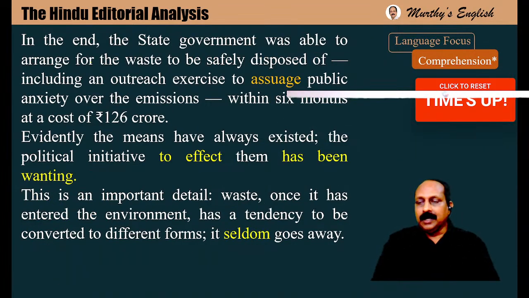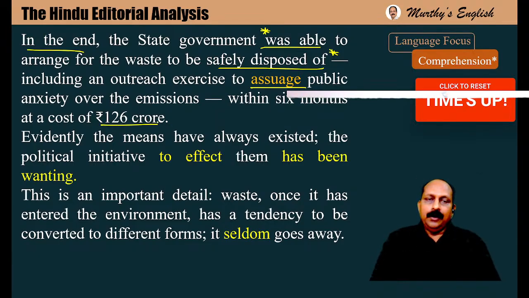And what happened based on their protests or fight? In the end, an important phrase you have to remember, the state government was able to arrange for the waste to be safely disposed of, including an outreach exercise to assuage public anxiety over the emissions within 6 months at a cost of 126 crore. Now, whenever you come across data, numbers, do remember, focus on that. You may get a question. The sentence talks about how much time it took to dispose of the waste, why they did it, and how much they had to spend.